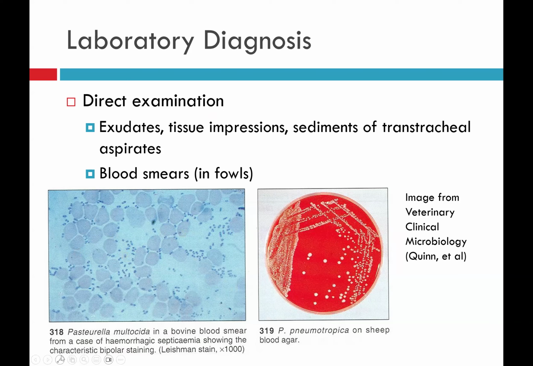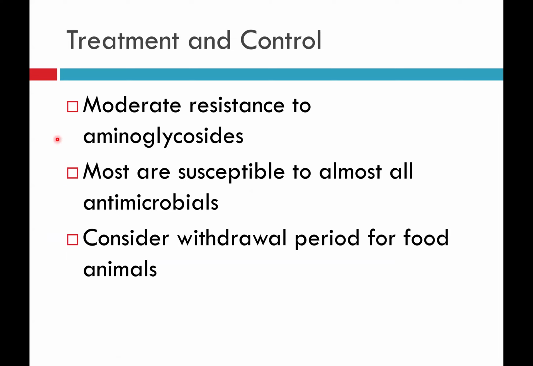They will have a characteristic bipolar staining, and then on culture, we can grow them on BAP. This bacteria has a moderate resistance to aminoglycosides, but most are susceptible to antimicrobials. For food animals, it's important to consider the withdrawal period.